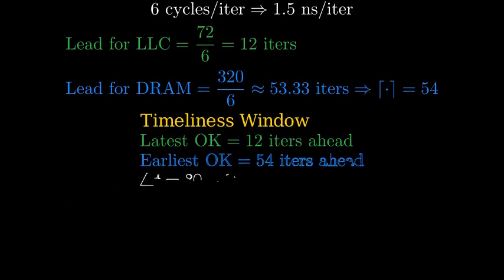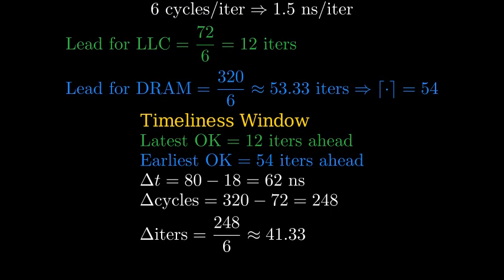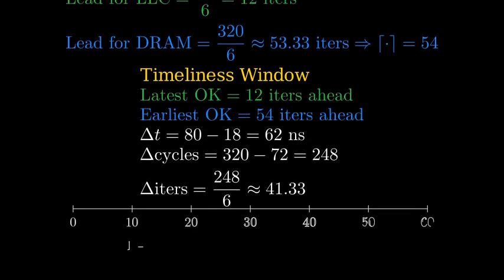The prefetch timeliness window is the range where a prefetch both hides the full DRAM latency and is not so late that the load stalls. The latest just-in-time issue is 12 iterations before use. The earliest issue that still fully hides DRAM is 54 iterations before use. In time, the window width is 80-18, which is 62 nanoseconds or 248 cycles, which is about 41.3 iterations of slack. Let's see this graphically.